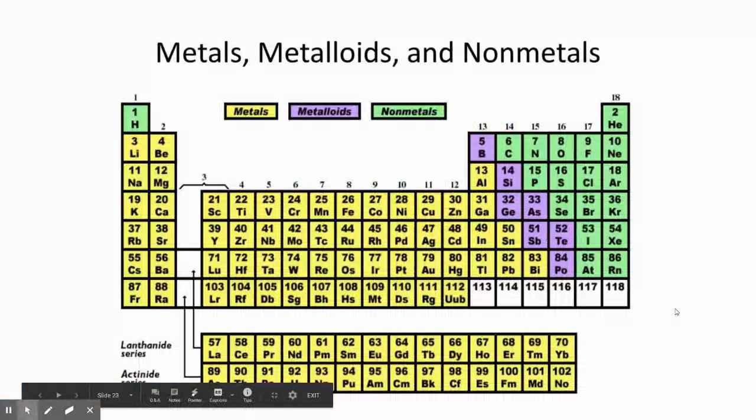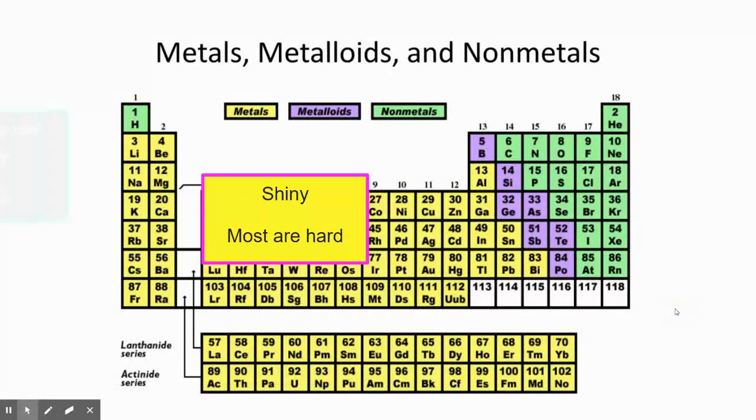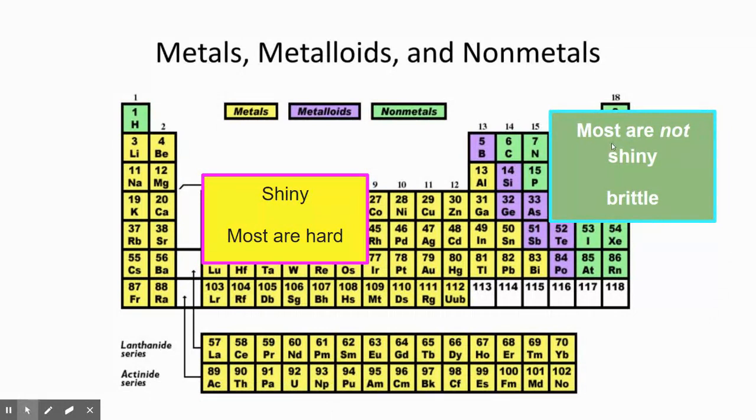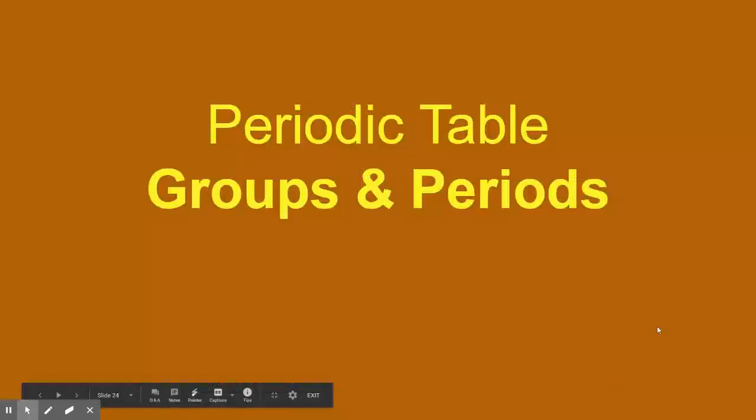Periodic table categories. We have metals, nonmetals, and metalloids. Metals are mostly shiny, and most are hard. And then we have nonmetals, most are not shiny and they're brittle. And then we have the metalloids, which take characteristics of both sides.